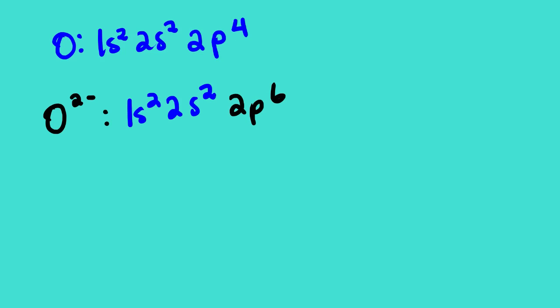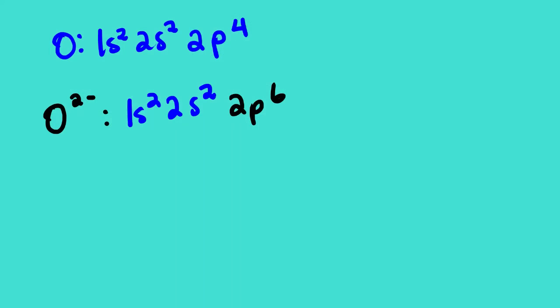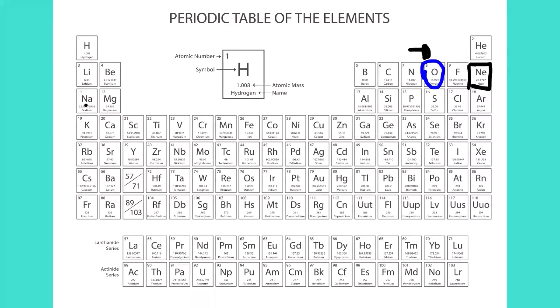And then we can also determine the isoelectronic. You will see that it will be, because when you add 2 electrons, it means you are going this direction. Instead of 8 electrons, we have 10 electrons, because here we have 8 protons and 10 electrons. In that case, the element that has 10 electrons is neon.